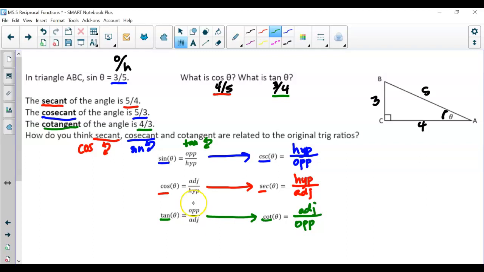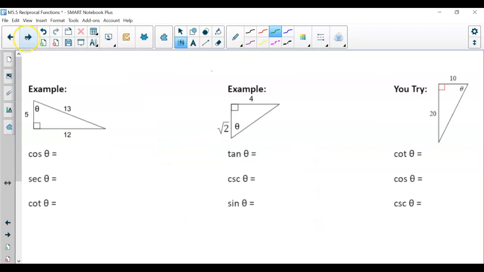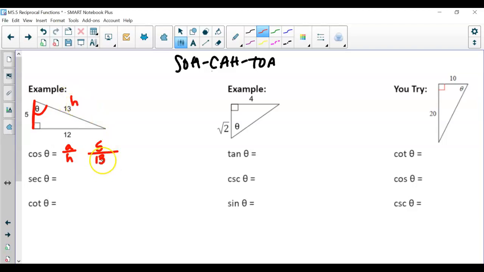So we'll need to first identify what the original is, then understand how we write it to get the reciprocal. So again, we're focusing still on SOHCAHTOA, but then make sure to identify and flip. So like here, if I want to know cosine of theta, well, cosine is the adjacent over the hypotenuse, right? So adjacent is 5 with your hypotenuse of 13.